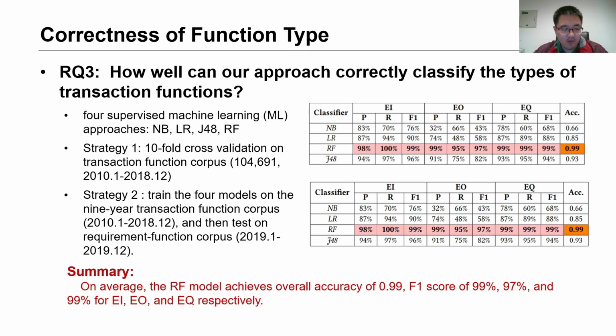From the results, we can find that on average, the random forest algorithm could achieve F1 scores of 88%, 87%, or 99%, 97%, and 99% for EI, EO, and EQ respectively.